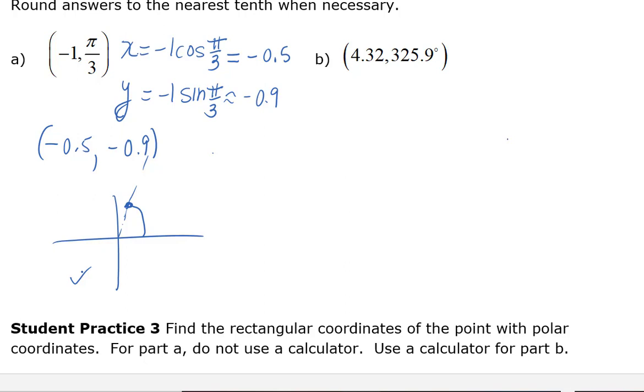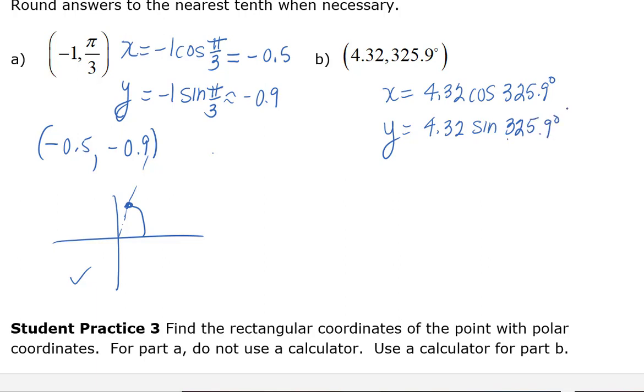All right, let's try the next one. Same thing. On this problem, we're definitely going to use a calculator because 325.9 degrees is not a special angle. We want to make sure that we're in degree mode. So I know that x is equal to 4.32 times the cosine of 325.9. And y is going to equal 4.32 times the sine of 325.9.